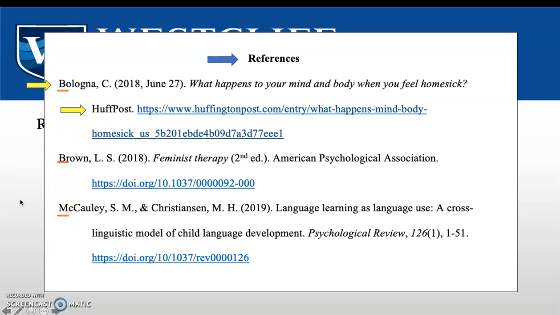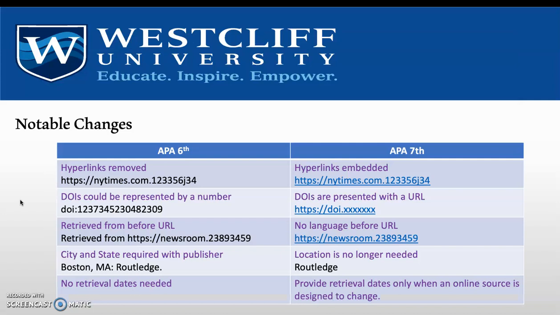references themselves. Now, some notable changes between APA 6th edition and 7th edition. With 6th edition, the hyperlinks were removed. With APA 7th edition, they're embedded. So they should be blue, they should be underlined, they should be linked to a resource. With 6th edition, we could either represent the DOI via a link or through a set of numbers. Now it is simply through a link. "DOI:" is not written before it.